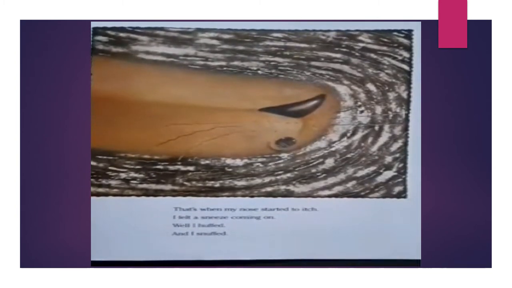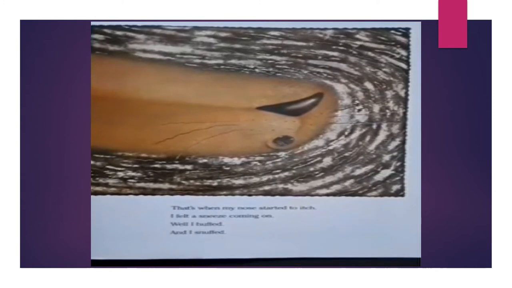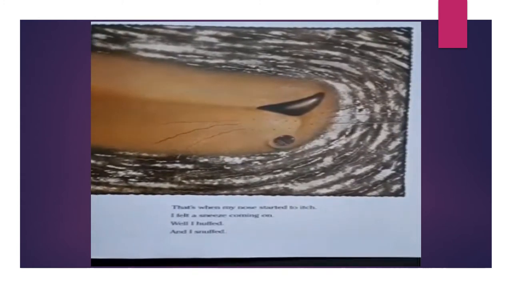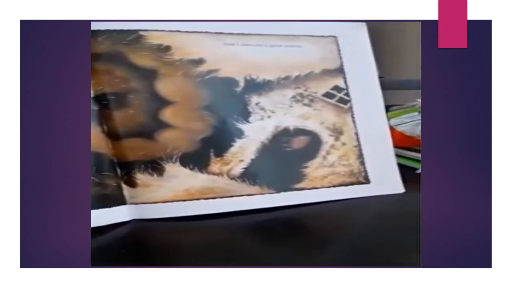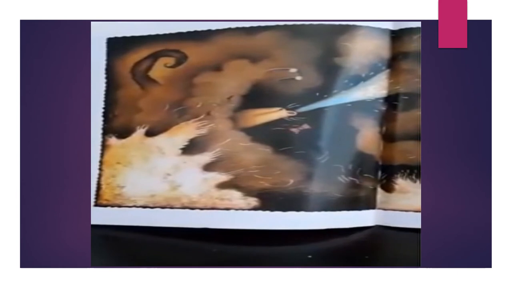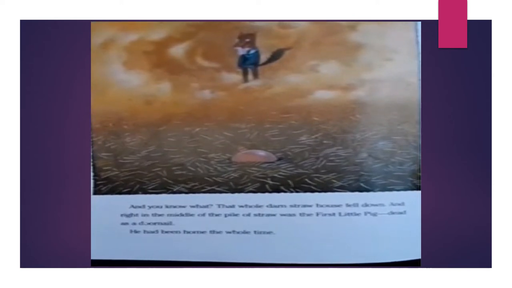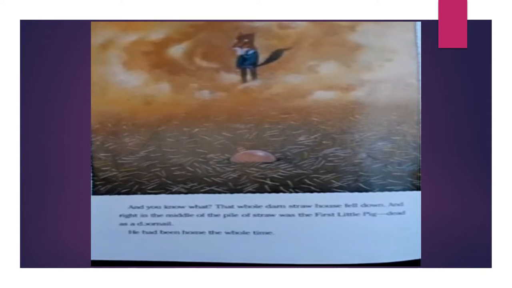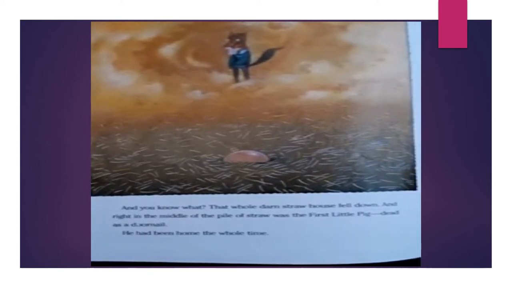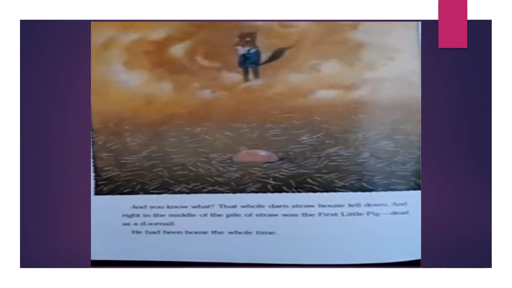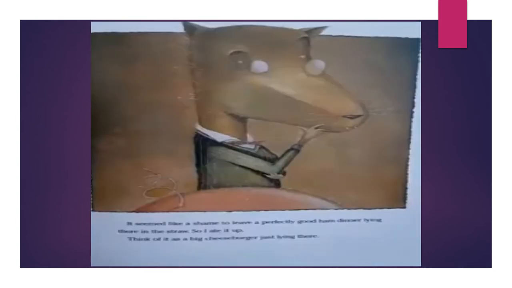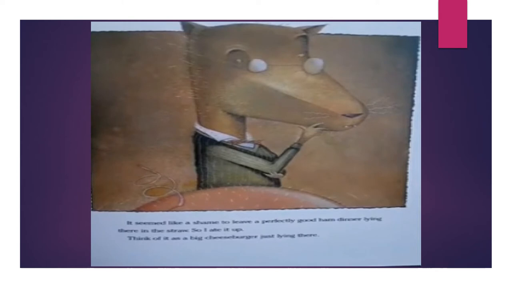That's when my nose started to itch. I felt a sneeze coming on. Well, I huffed, and I snuffed, and I sneezed the house in. And you know what? The whole darn straw house fell down. And right in the middle of the pile of straw was the first little pig, dead as a doornail. He had been home the whole time. It seemed like a shame to leave a perfectly good ham dinner laying there in the straw. So I ate it up. Think of it as a big cheeseburger just laying there.